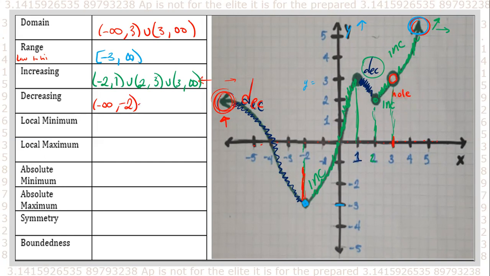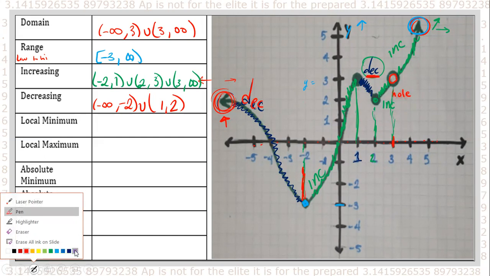Then it continues to decrease. So I'm going to put a union, right? Because we have another decreasing part. And it says it is from 1 to 2. Awesome. Alrighty, let's go ahead and try my maximums and minimums.